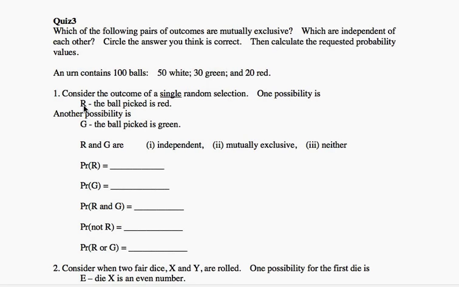One event is R, the ball picked is red. Another possibility is G, the ball picked is green. Now the question is R and G are either 1, independent, 2, mutually exclusive, or 3, neither. Well, let's think of each of the definitions. Independent means if one event occurs, there's no memory of it occurring in the past. There's no memory, it's random. Well, the key idea here is random, so that's one that might apply here.